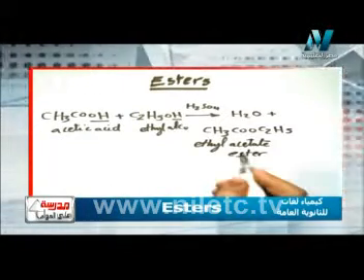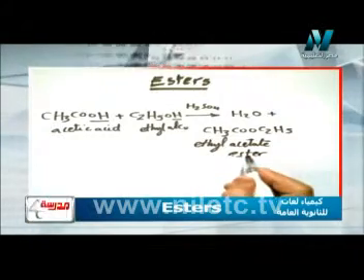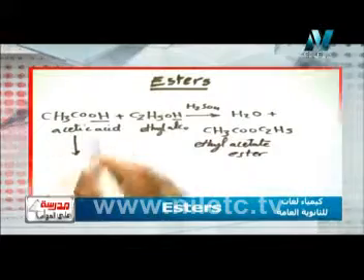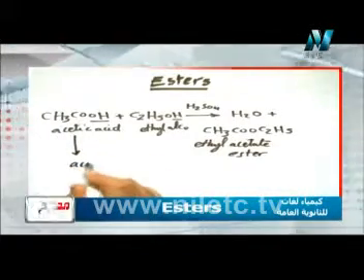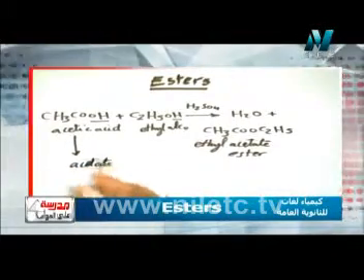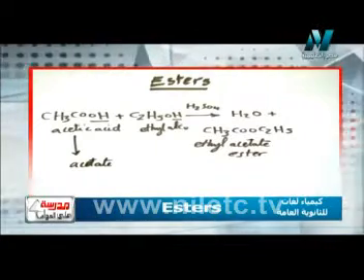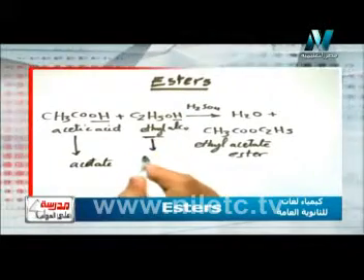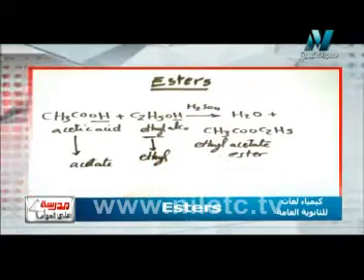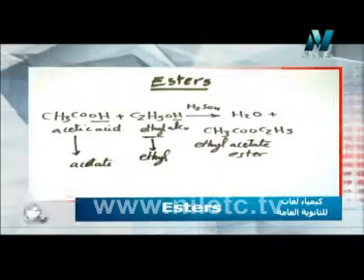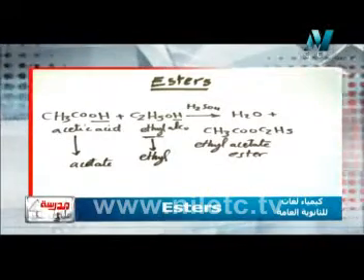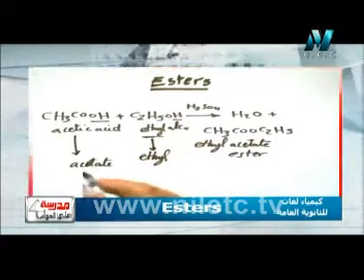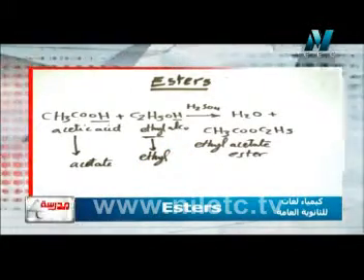How can we name esters? At first we take the radical of the acetic acid, the salt of the acetic acid, acetate, and the alkyl of the alcohol, ethyl. So it will be ethyl acetate. In order to name an ester, we take the alkyl of the alcohol and the salt, or radical, of the acid.